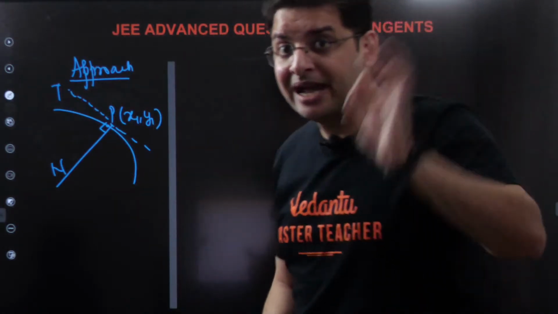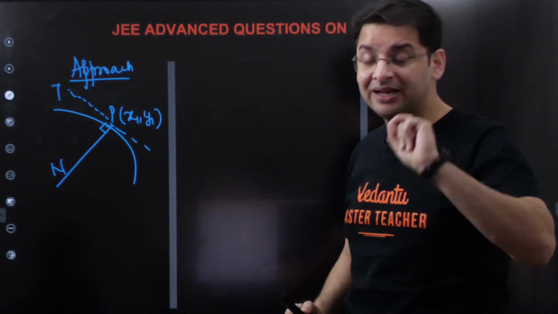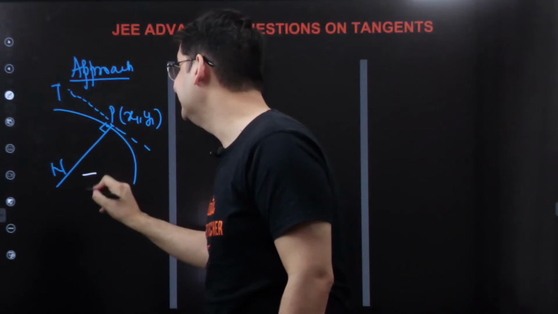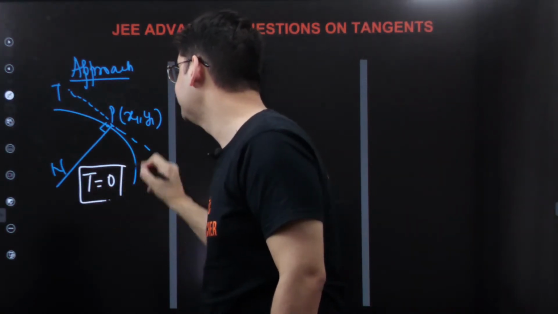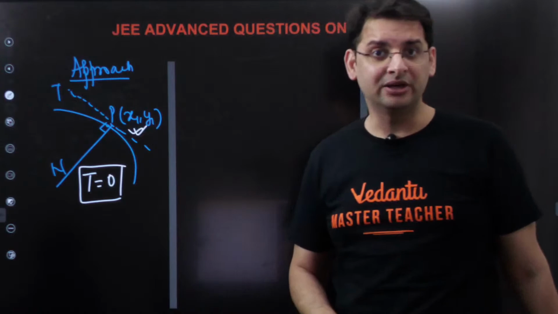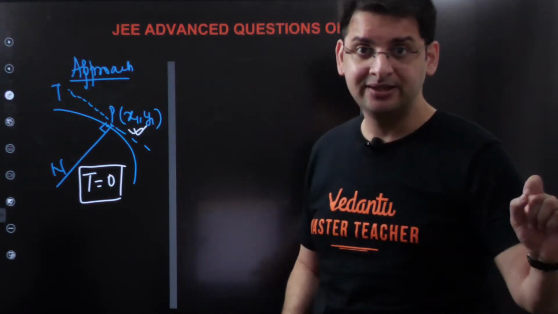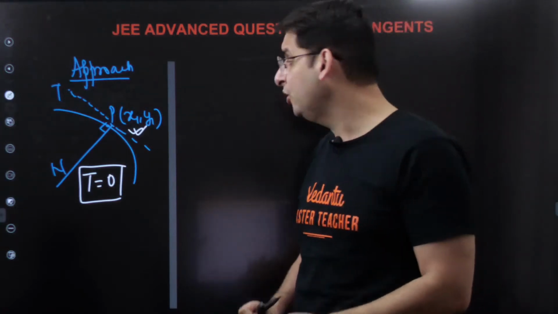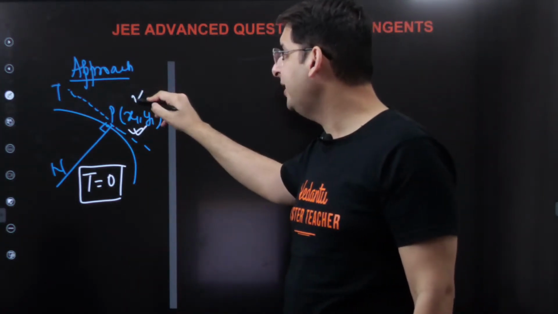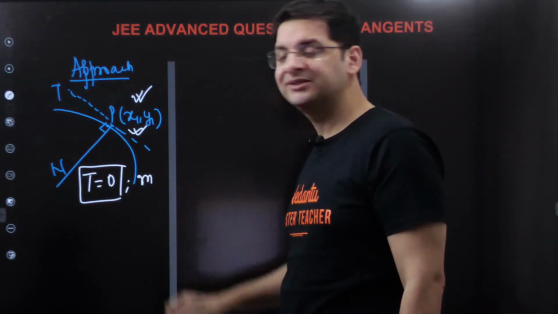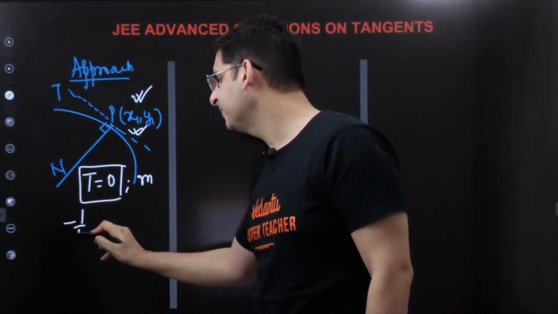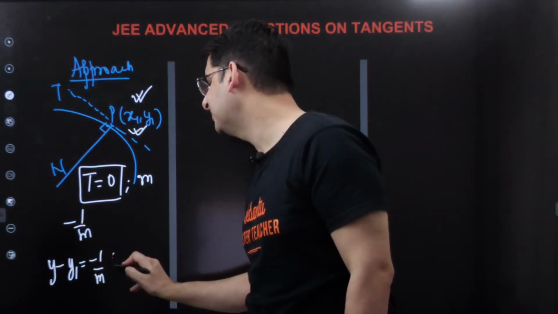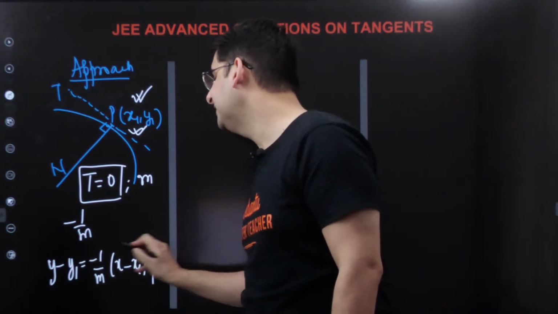Now, if the point lies on the conic section, all you need to do to find the equation of the tangent is T is equal to 0. This is very important. So if the point lies on the conic section, T is equal to 0, you are able to directly write the equation of the tangent. How do you find the equation of the normal? If you are given a point, you can find the slope of this, do minus 1 by m, and again y minus y1 is minus 1 by m times x minus x1. So this is how you write the equation of the normal.